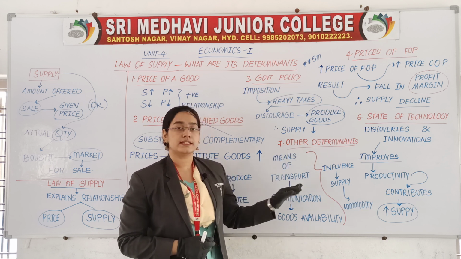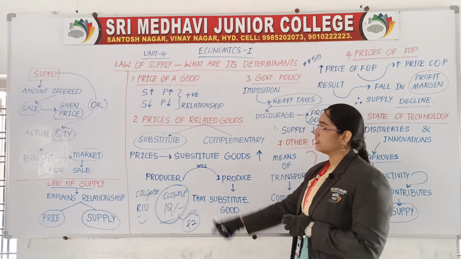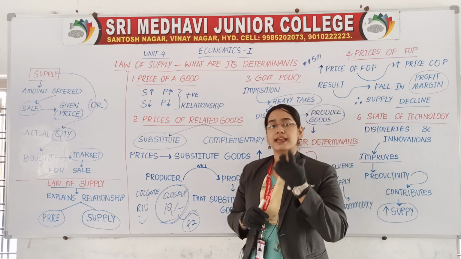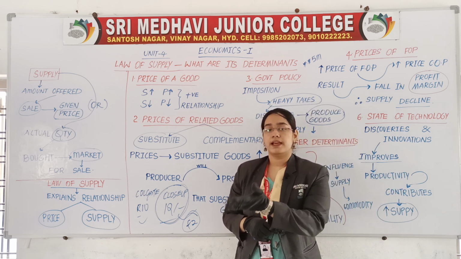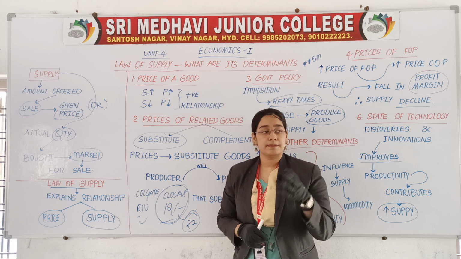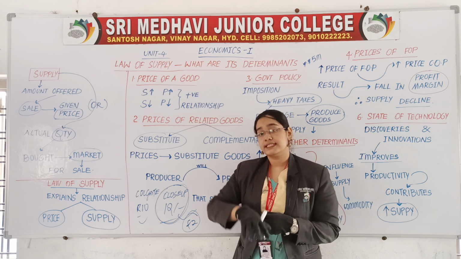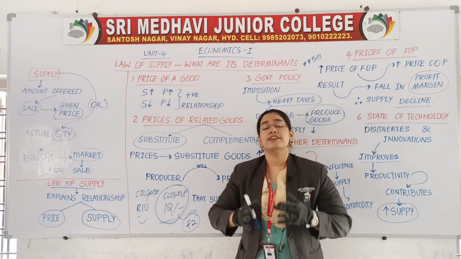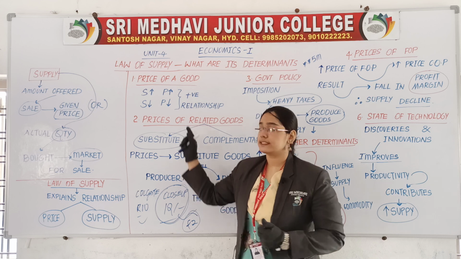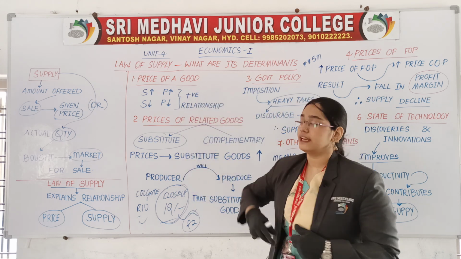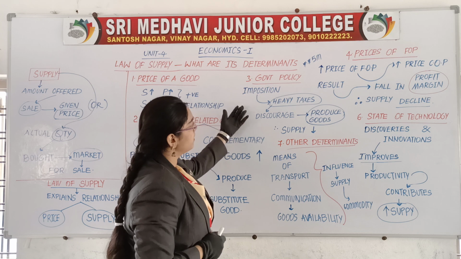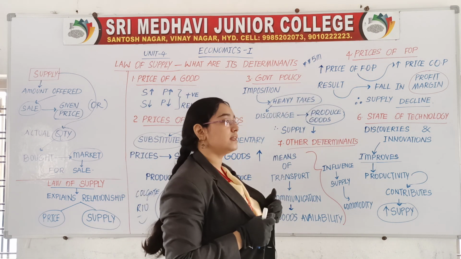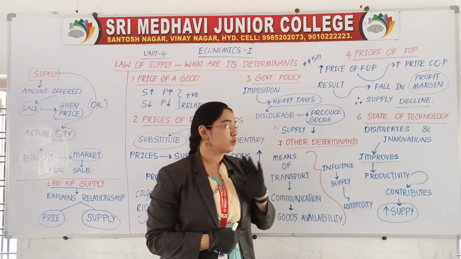So what are the 7 points which we have discussed which will determine the supply? Determine means, how can I say that the supply of this good is high? How can I say the supply of Close-Up is high? How can I say the supply of Lay's is high when compared to Kurkure? How can I give a judgment based on the following points? Price of a good, prices of related goods, government policy, prices of factors of production, state of technology and other determinants. So the topic I have completed.